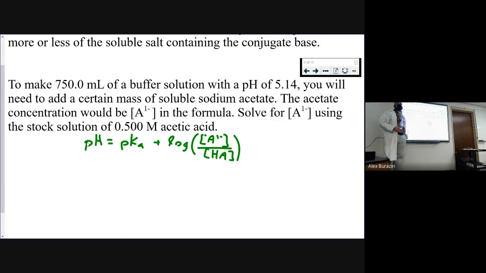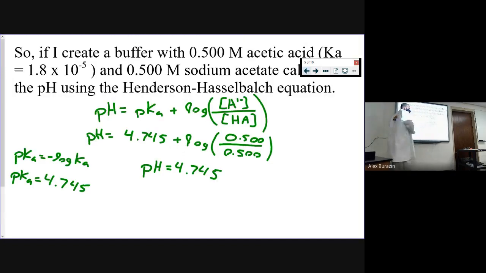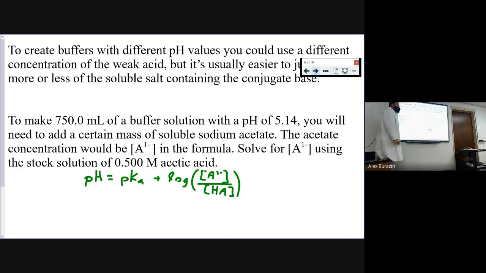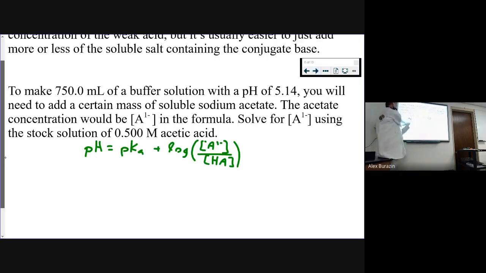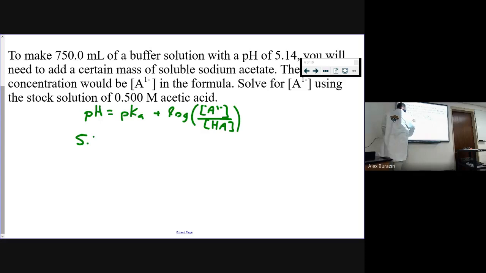Okay, same stuff, right? We're just messing with our buffer a little bit. We're going to change the pH of our buffer. Now, if we had equal molarities, our buffer is going to have a pH of 4.74. But I don't want equal molarities anymore. I'm going to mess with it. What do I know? I know my pH is supposed to be 5.14. That's the end goal, right? What's my pKa?